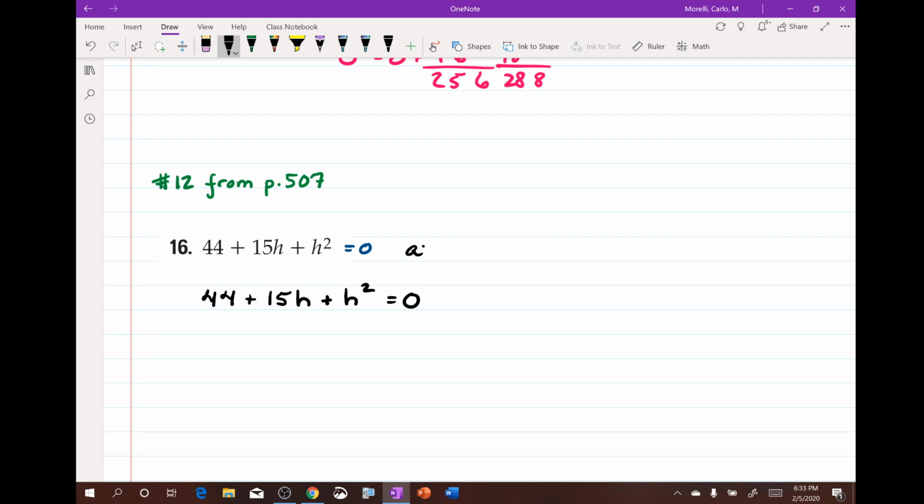Okay, before we do anything else, we have to get this in standard form, which is ax squared plus bx plus c equals 0. And what that means is that the h squared term needs to go first, followed by the 15h, and then the 44. So I'm going to do a little rearranging, and I'm going to write h squared plus 15h plus 44 equals 0. Let me know when you're caught up. So look at my screen and write down h squared plus 15h plus 44 equals 0.